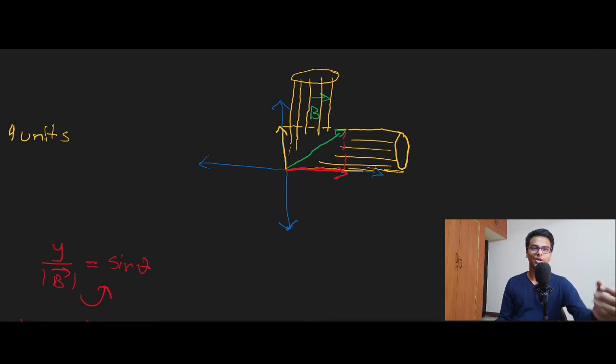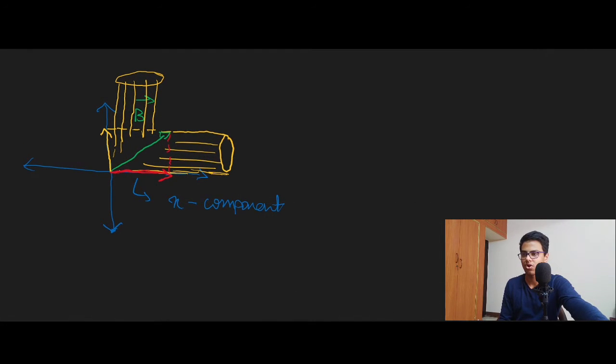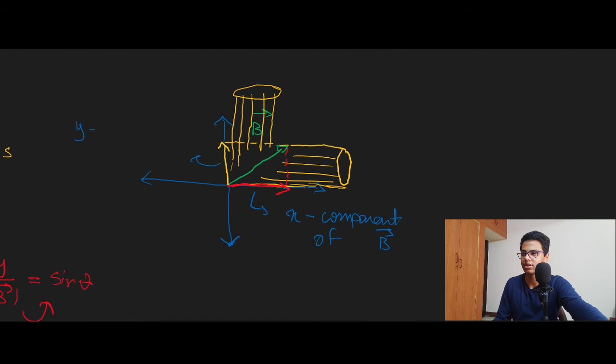Now, I'm pretty sure you guys would have visualized it already. This over here is known as the X component, if you are calling this your X axis. So this is known as your X component of B vector. And this over here is called your Y component of B vector.